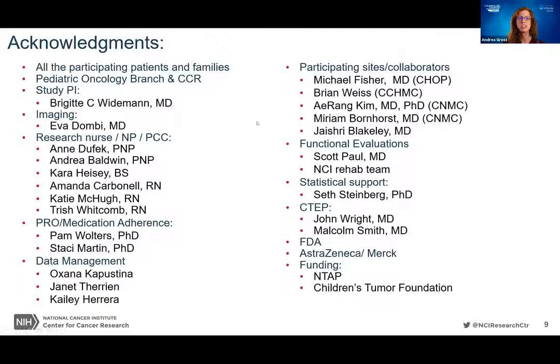Before I finish, I would just like to thank all of the patients and families who participated in all of our clinical trials, but in particular the SPRINT trial. It was a very labor-intensive clinical trial for patients and families to participate in, with lots of evaluations. And so we're just so grateful to everyone who did so.